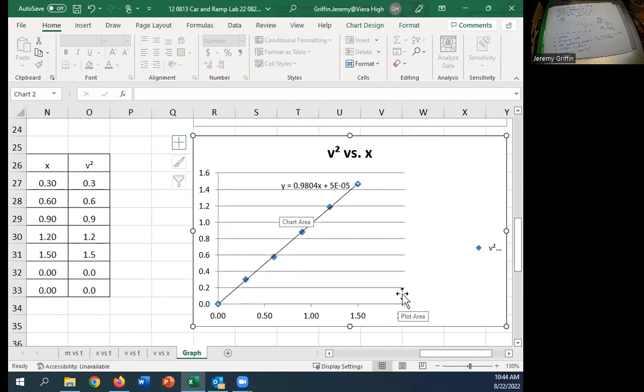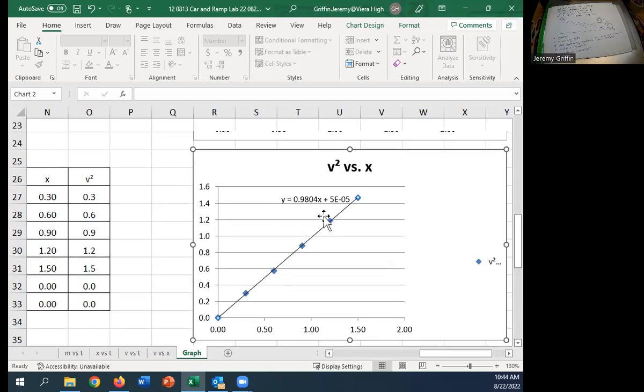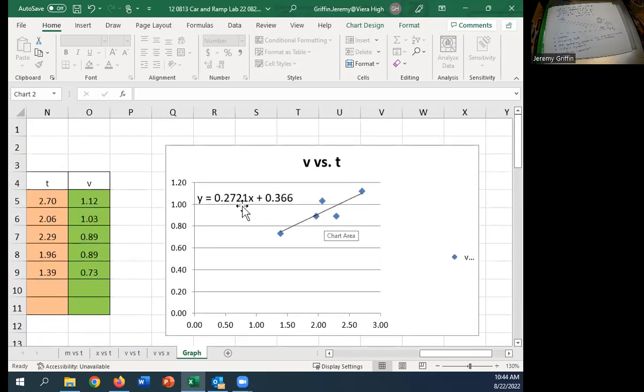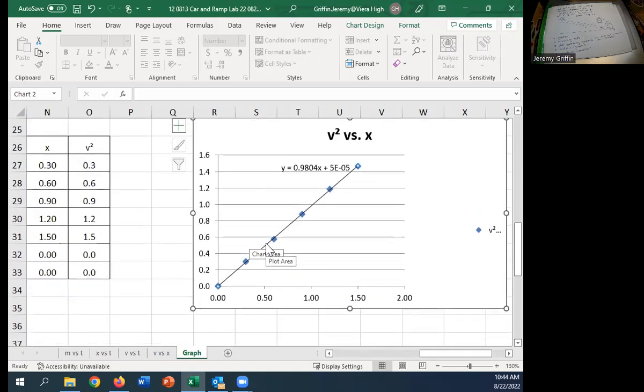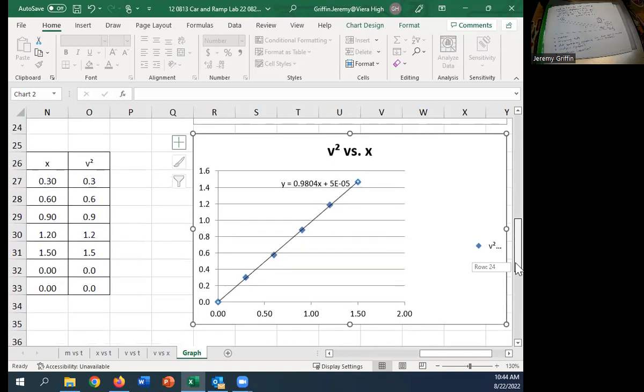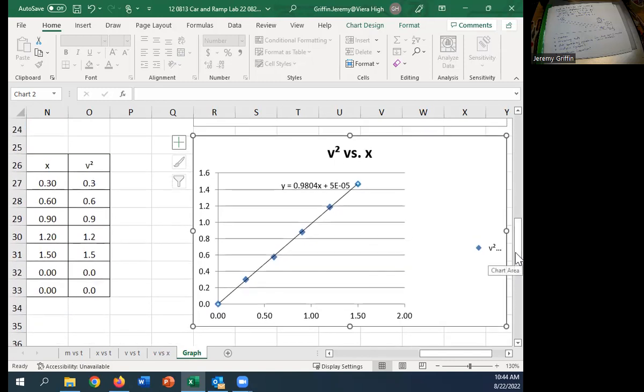Now, I'll tell you what, this represents double the acceleration. So to get to the acceleration, you have to take half of it. Let's see what that would be. It says 0.98. Half of 0.98 is 0.49, right? That's in the ballpark, so it's the right order of magnitude. All right, so V squared versus X linearizes.